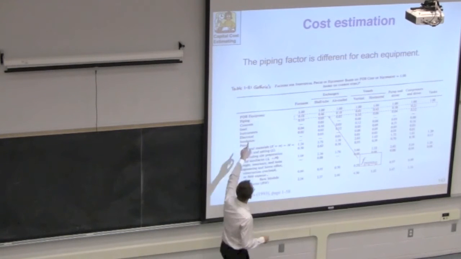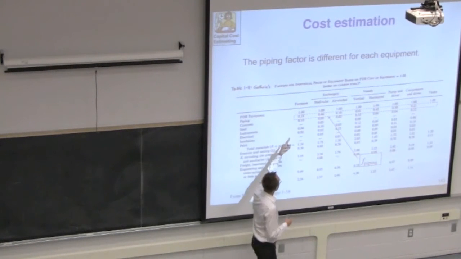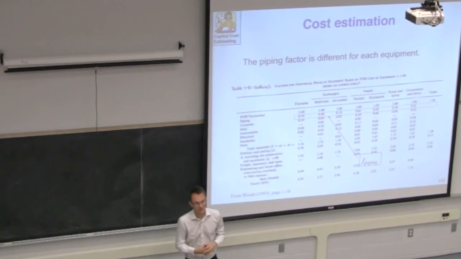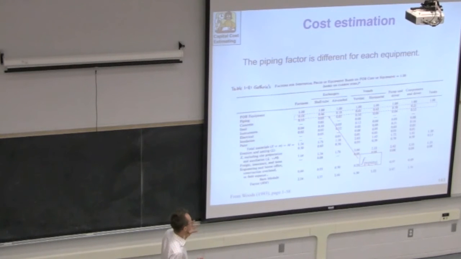Okay, so for furnaces, only 18%, 0.18, is due to piping. For heat exchangers, there's a significant amount of piping. There's at least four ports that have been joined to that unit, so that's why the piping factor for heat exchangers is higher. For vessels, it's 0.61, higher still. For pumps, it's 0.3, and compressors, it's 0.2. So that's where you read your piping factor from.